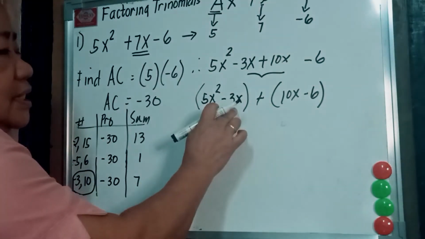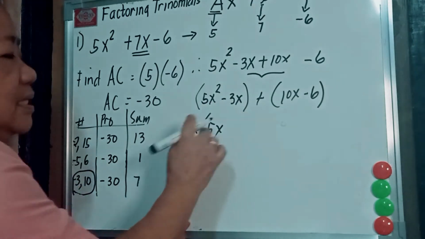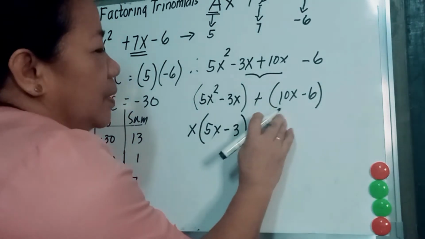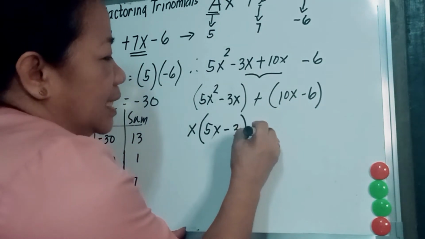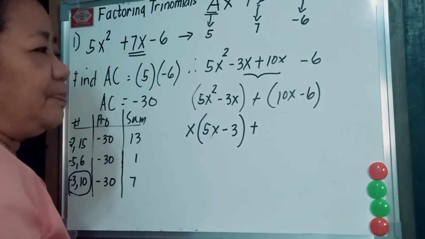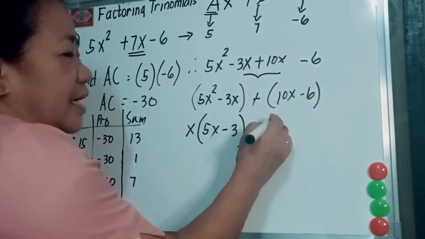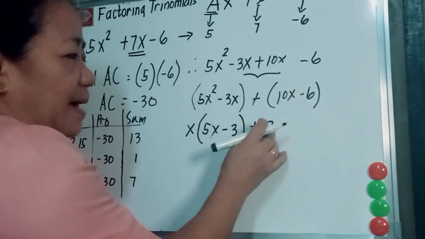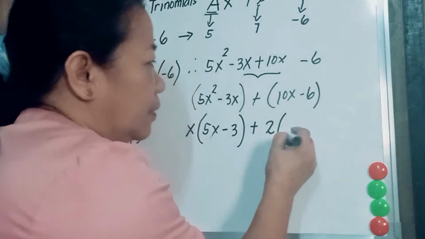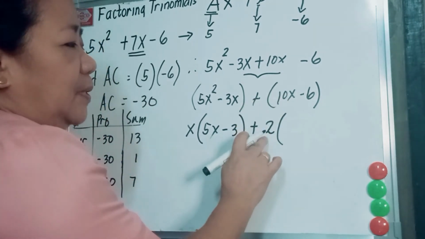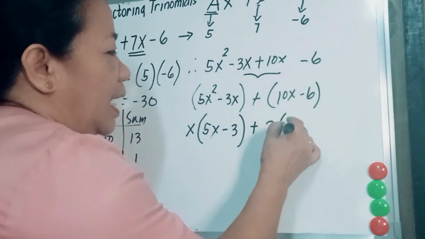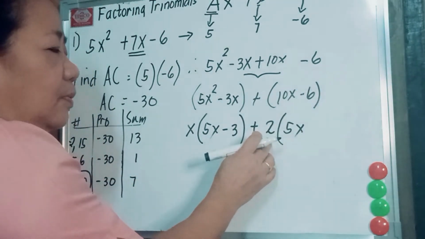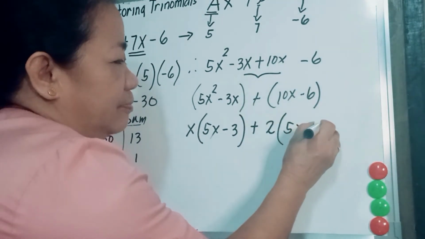3x divided by x, you will have 3. Now, for the second group, what is common to the 2? Common is positive 2. So, divide this by the common factor. 10x divided by 2, you will have 5x. Negative 6 divided by 2, you will have negative 3.